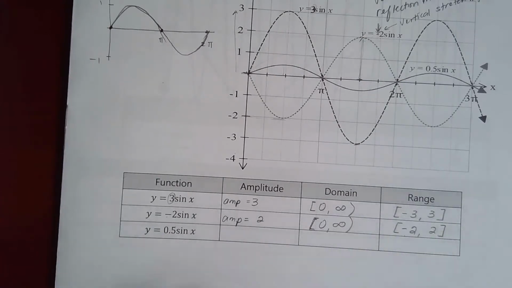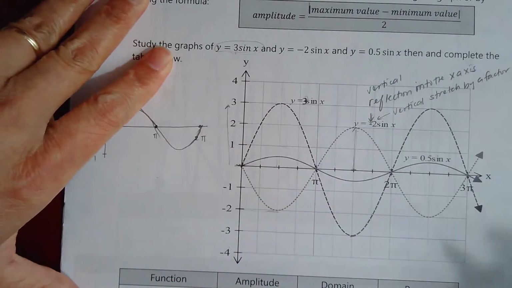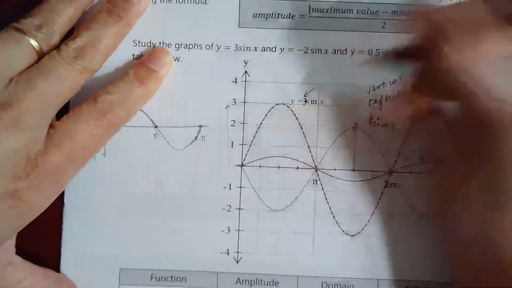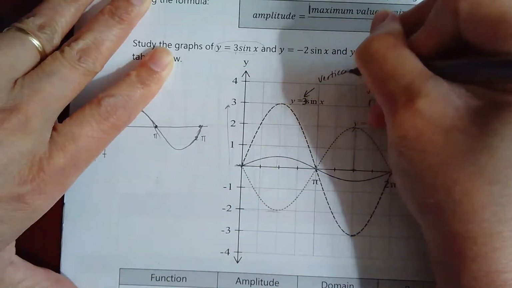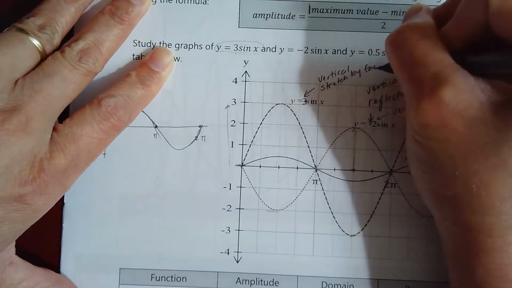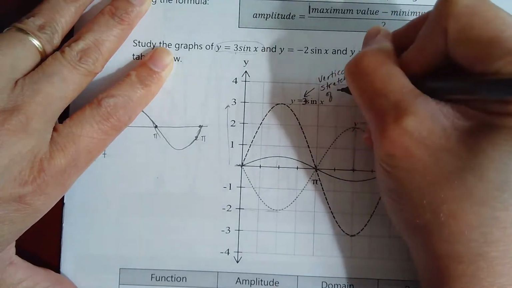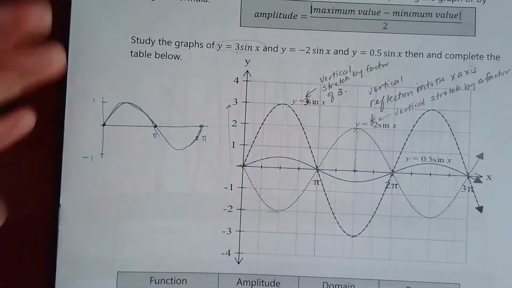Okay, so let's take a look at this one. I'm actually going to go back to this one. I'll write a little bit of a note here. So vertical stretch by a factor of 3. And there has to be a 3 there. I don't know why it's gone.